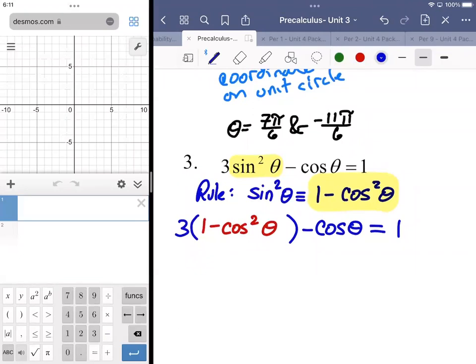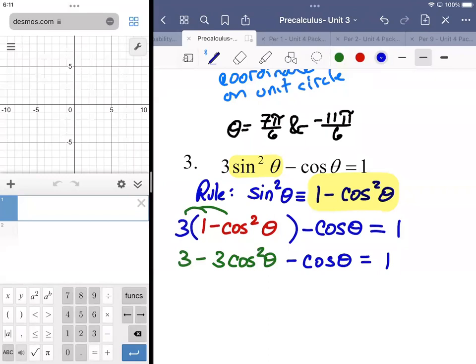It doesn't look like the situation's improving, but it actually is. We just have to do a little algebra. So I'm going to distribute the 3. We're going to have 3 minus 3 cosine squared theta minus the cosine theta that's already there equals 1.